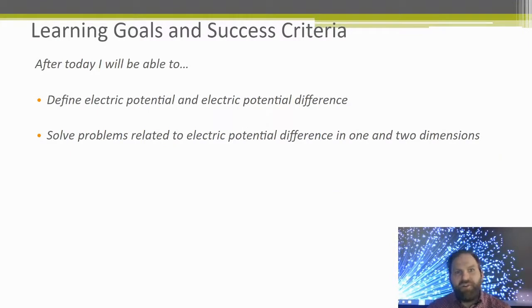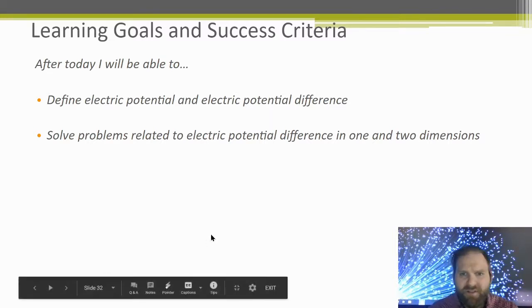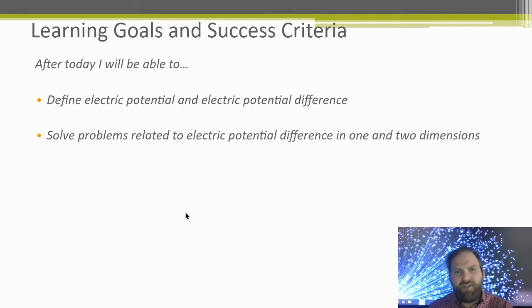So after we talk about electrical potential difference, I really want you to understand the difference between the two of them, and then also we'll look at a problem in 2 dimensions, since the one-dimensional problems are reasonably simple, and you can check the full slides for them.